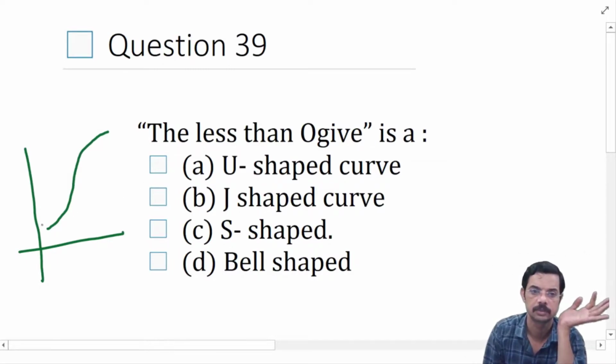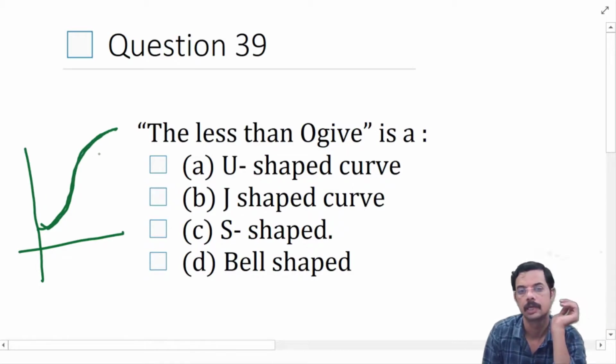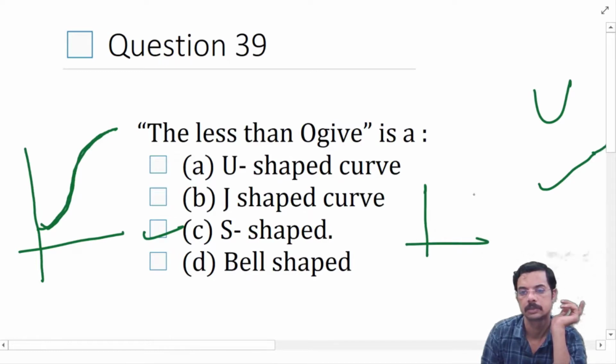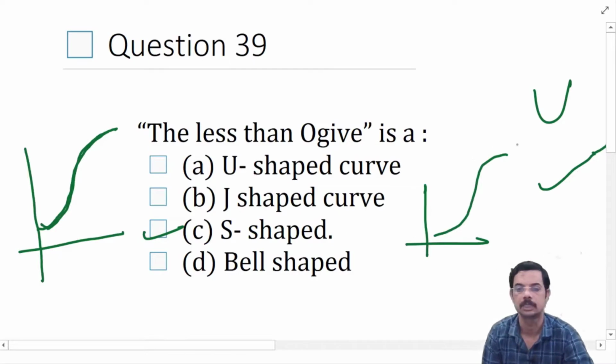First it will go like this, and then again like this. This is called an S-shaped curve, not the U-shaped curve. A U-shaped curve will be like this. A J-shaped curve will be like this only, and then it will be increasing. But in our case, it starts, goes like this, and then again goes like this. So it is called an S-shaped curve.